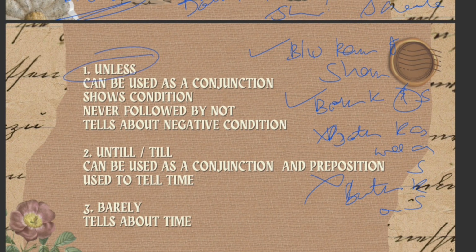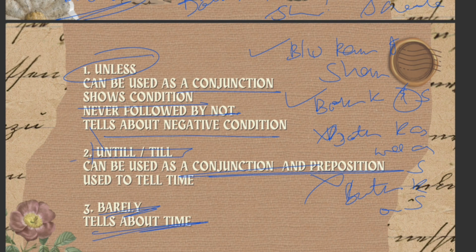Now, unless can be used as a conjunction, shows condition, is never followed by not and tells about the negative condition. Okay, now let's have a look at until and till. These both are used as a conjunction and preposition. Okay, they can be used as both conjunction and preposition. Until and till are also used to tell about time. Okay, I hope you're clear with this much. Now let's move ahead.